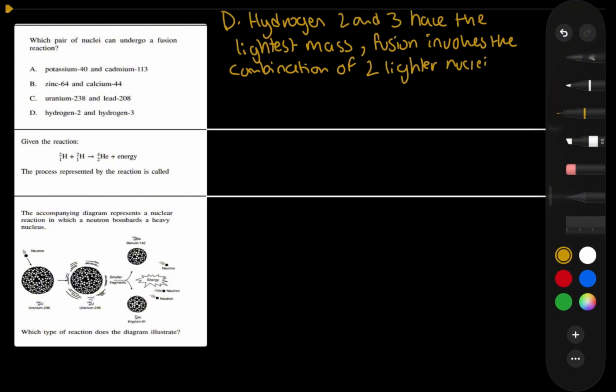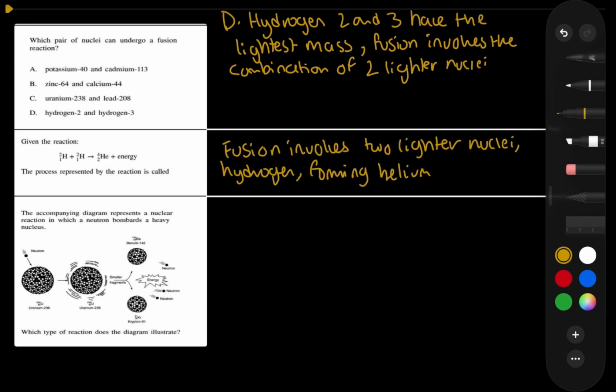Now the second problem is asking us to determine which type of reaction is happening. So it's either fission or fusion. When we're looking at it, we can see two hydrogen atoms or two hydrogen nuclei are fusing together to produce helium and release energy. So the two smaller nuclei are forming a larger one, which is fusion.